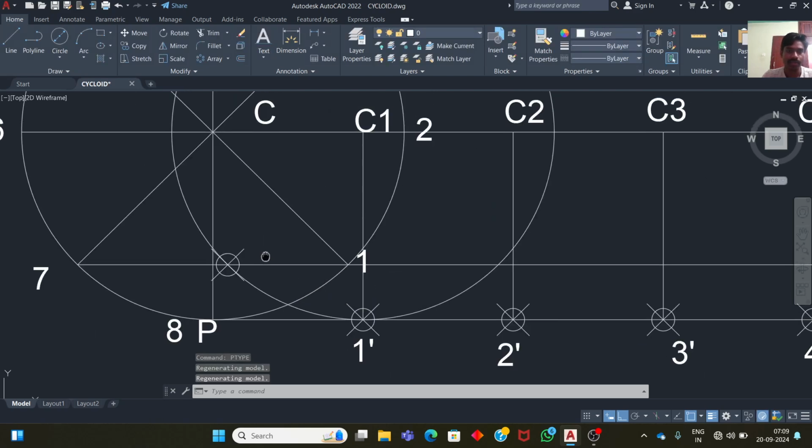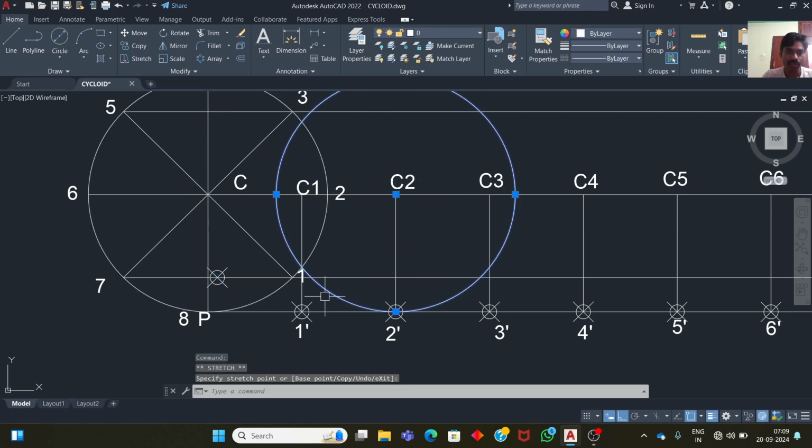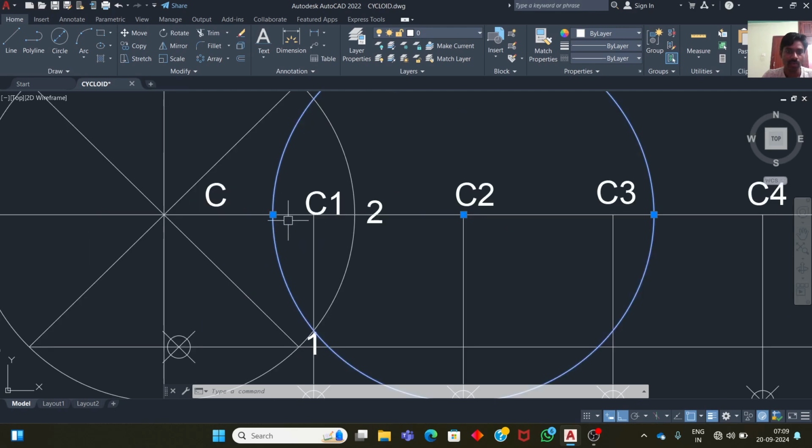Okay, this is the first point. If you want to find the second point, we need to move this circle from C1 to C2. This circle will cut the second line, that means the locus of center line here, and that is point 2.